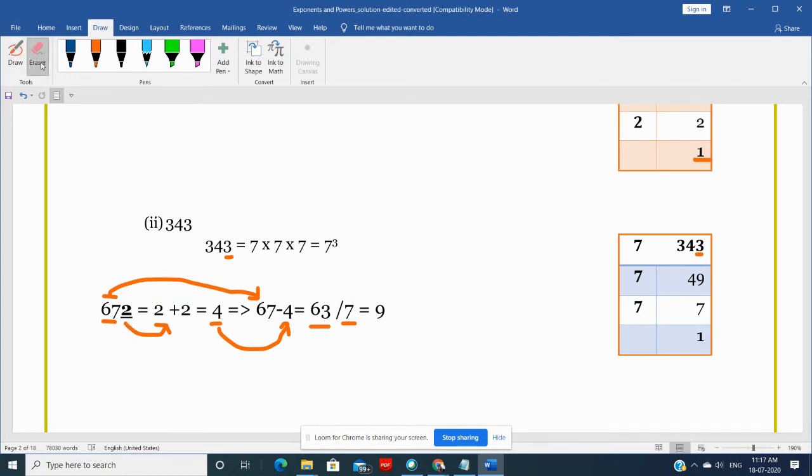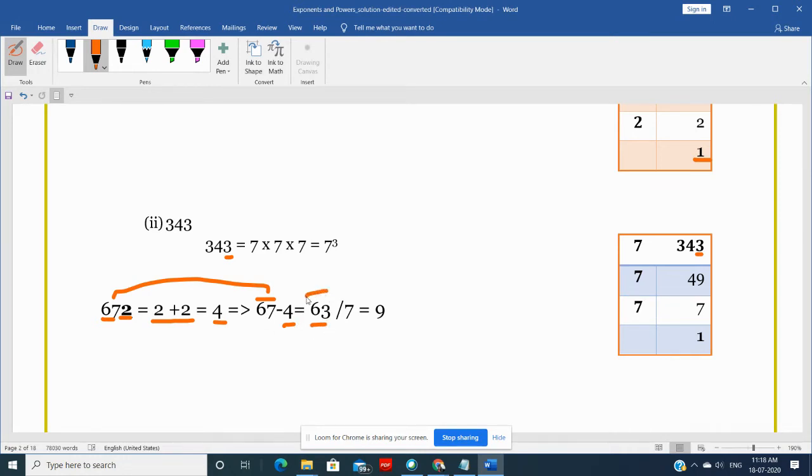Alright, let me first erase this so that I can explain you again. Alright, see, in the divisibility rule of 7, it's very easy. Take the last digit, double the last digit, and whatever the answer comes, subtract this answer from the remaining digits of the number. See, if you can see, this 67 is nothing but the remaining numbers. Okay, 67. So 67 minus 4 comes 63.